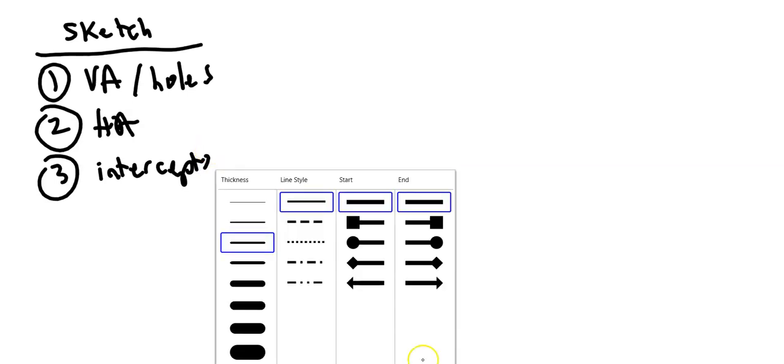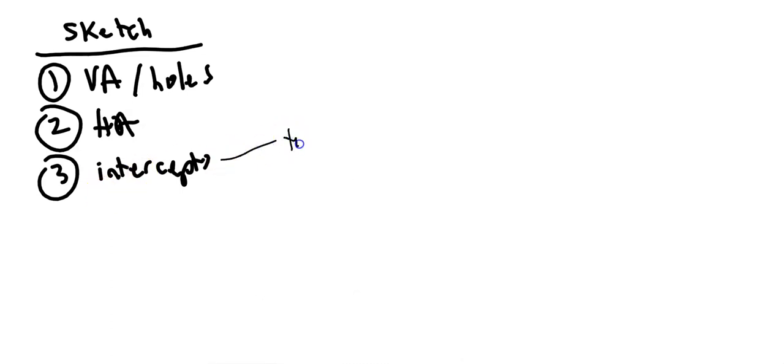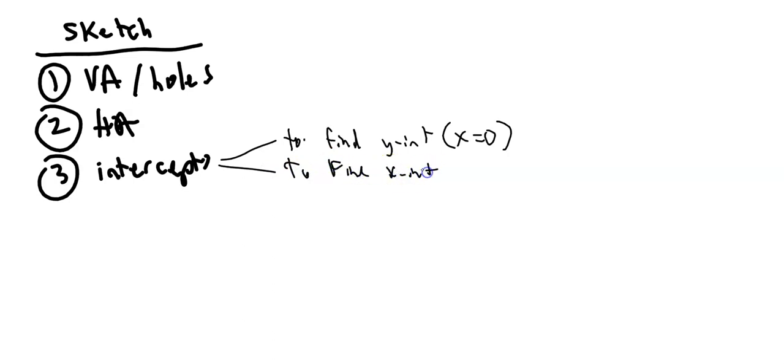And to do that, let me just highlight that. To find the y-intercept, plug in x equals 0. To find the x-intercept, that's an x, plug in y equals 0 and solve. So you'll find the intercepts, and then step 4 will be to sketch the graph.